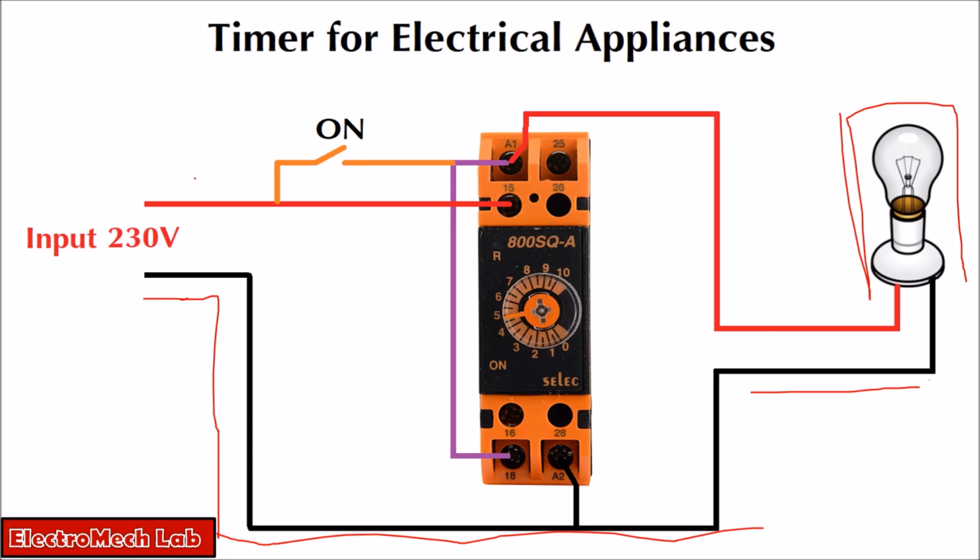Now we come to this phase wire. You see I'm not giving this phase wire to A1 directly, right? I'm not connecting this 230 volt phase wire to A1 directly. Rather, I'm using a push button. So what will this push button do? This button will be used to start our timer.